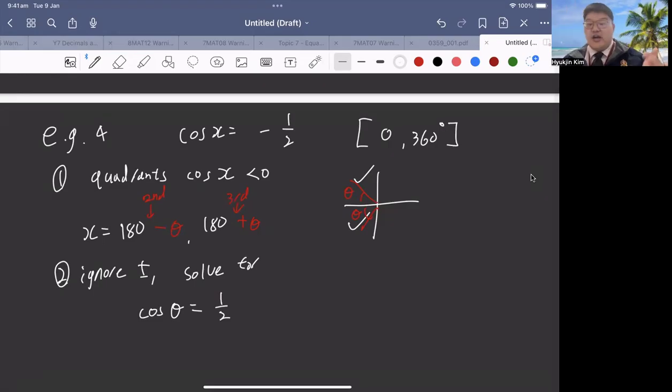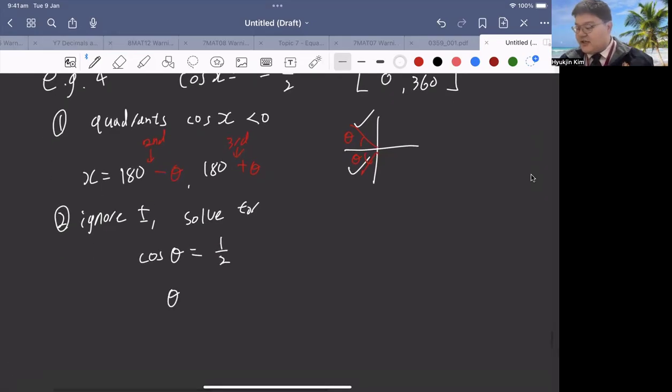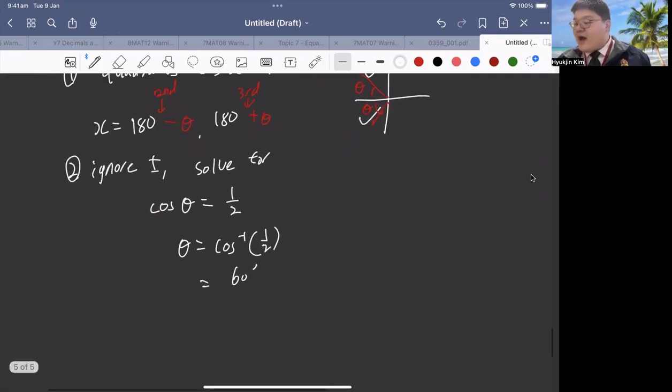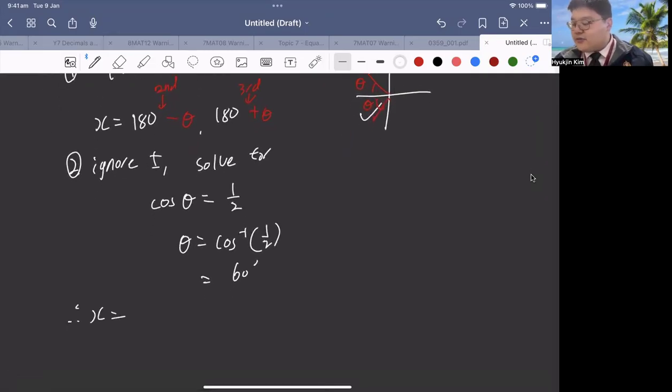You can actually chuck this in a calculator. This part, you can say theta equals, well, cos inverse of half. Chuck it in a calculator, and then you get 60 degrees. Now you get x equals 120 degrees and 240 degrees.